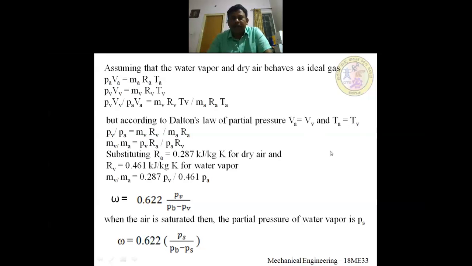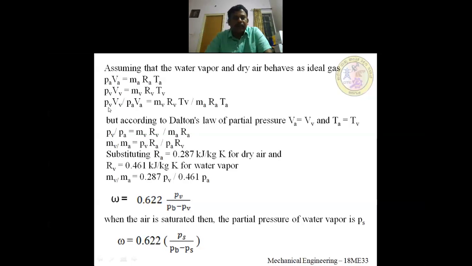The atmospheric air is nothing but dry air and water vapor. So the volume is the same for dry air as well as for water vapor, and the temperature also remains the same. Dry air here means a mixture of many gases like oxygen, nitrogen, carbon dioxide, argon, neon, etc. The water vapor is mixed with the dry air, and the temperature also remains the same. When you apply Dalton's law, what happens? Volume cancels and temperature cancels. Here VV, VA cancel, TV, TA cancel.